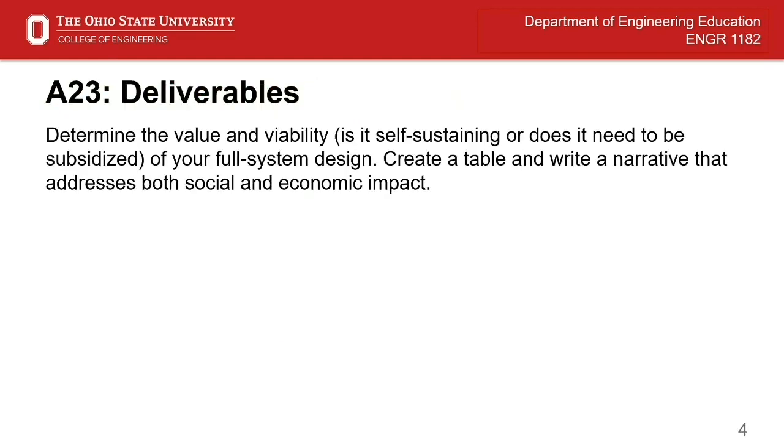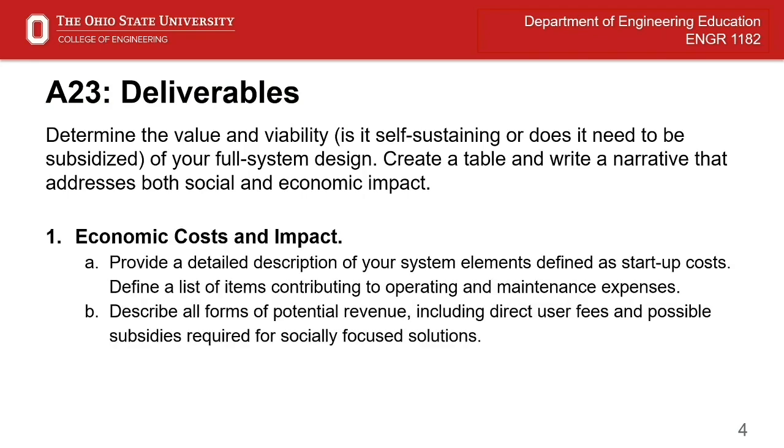For this assignment, we're going to ask you to determine the value and viability of your system. We'll ask you to create a table and write some language about how your project addresses both social and economic impact. For economic costs, we'll ask you to provide a table of system elements: what items will contribute to startup costs, operating costs, and maintenance costs. I'll show you an example of that in a second. You'll also describe forms of potential revenue, including fees, subsidies, grant funding, and these sorts of things. The goal is just to think through what the economics of the system could look like.